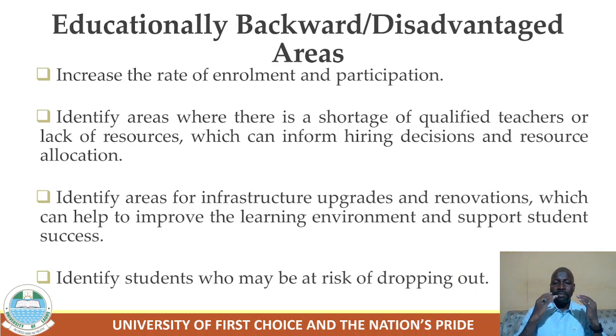Now, the last way by which we can apply school mapping exercise, or that makes school mapping exercise relevant in educationally backward areas, is for us to be able to identify students who may be at risk of dropping out. Regionally, there is low enrollment, there is low participation rates. So those pupils that are still trying to get education, there could be some of them that will be at risk of dropping out.